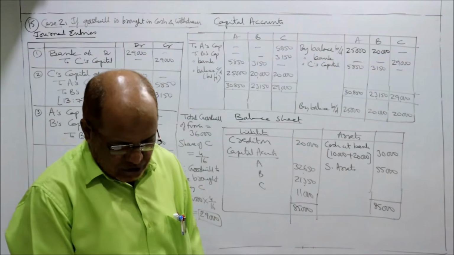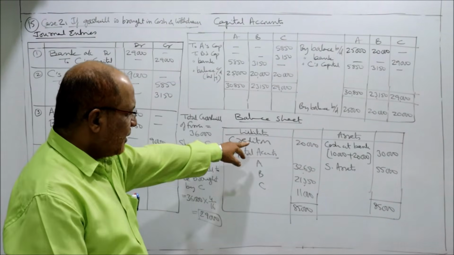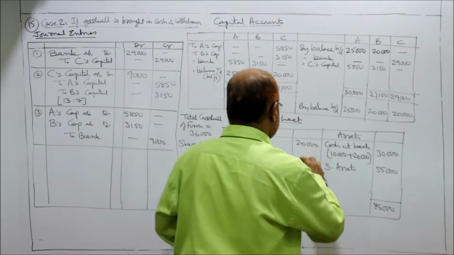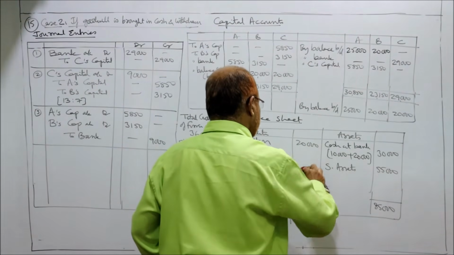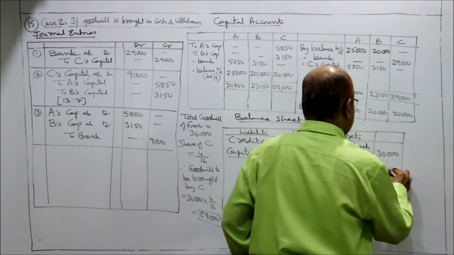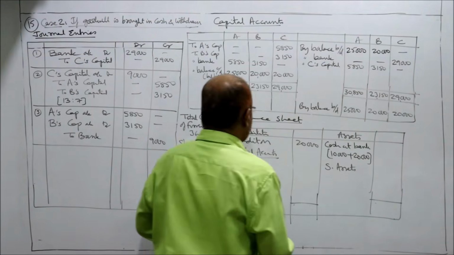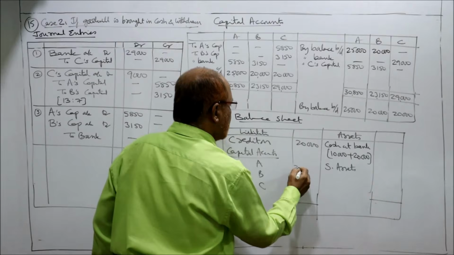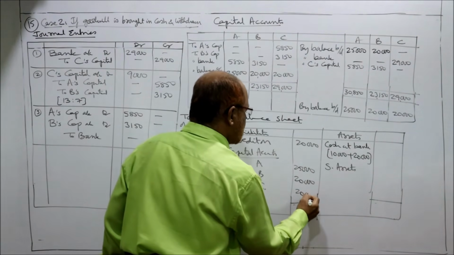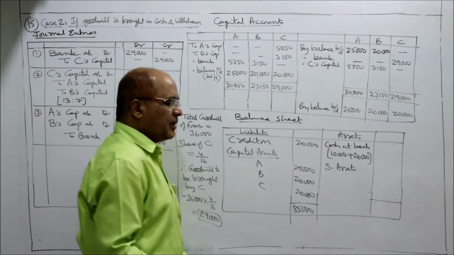Now we have to make the balance sheet. Balance sheet creditors will remain the same. Now capitals will change. Now A's capital is 25,000, B's capital is 20,000, C's capital is 20,000. 60, 70, 80, 85,000.